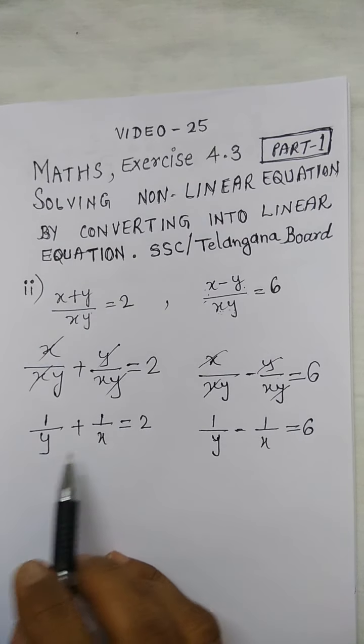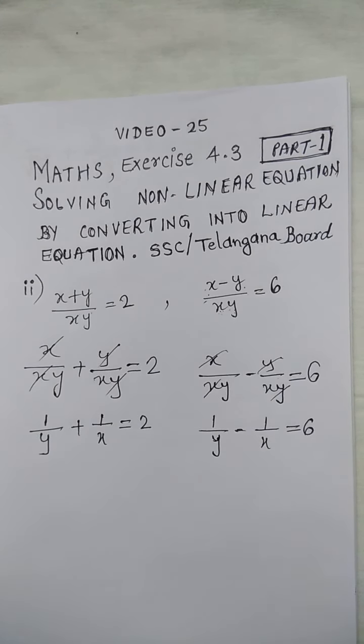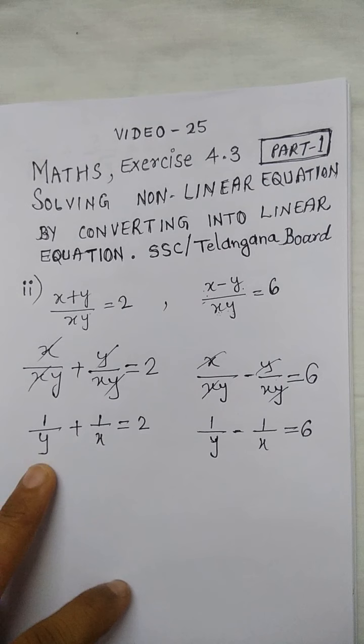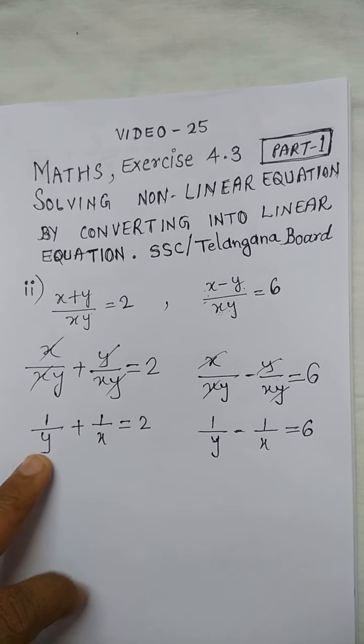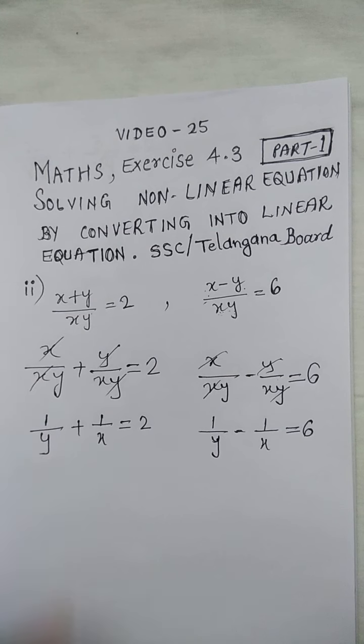Now what to do in this case? Here we have learned the elimination method to solve a pair of linear equations. But if you observe here, it is 1 by y. That means if you bring y to the numerator, its degree will be minus 1. And according to the polynomial definition, the degree of any polynomial should not be a negative integer. So what do we have to do? We have to convert it into a linear polynomial or linear equation. For that we will use the substitution method. Some substitutions we have to follow.